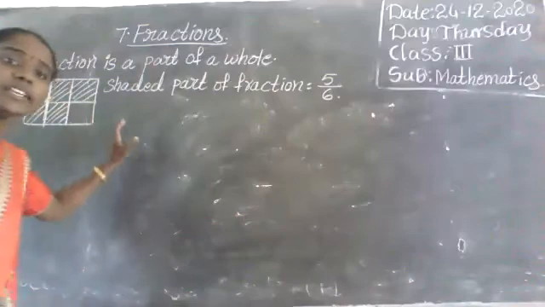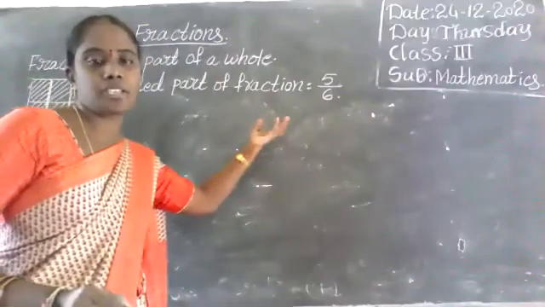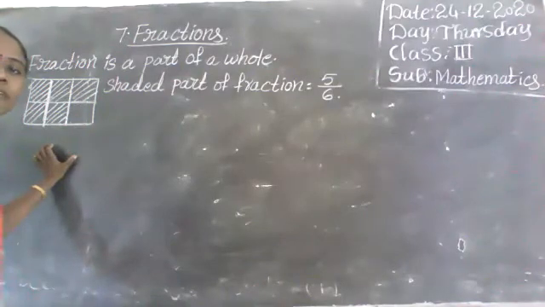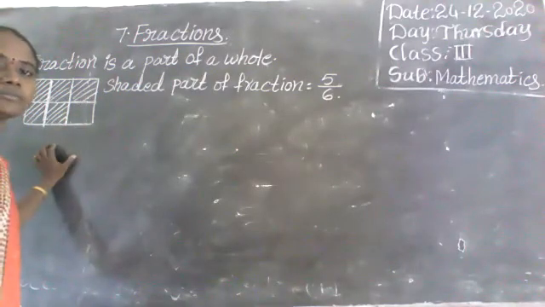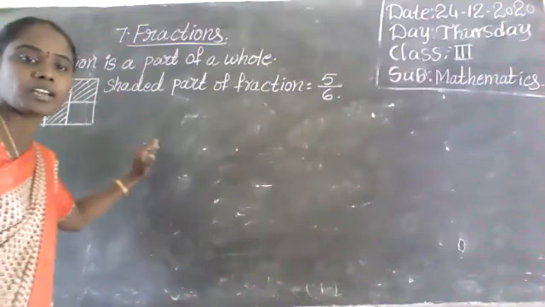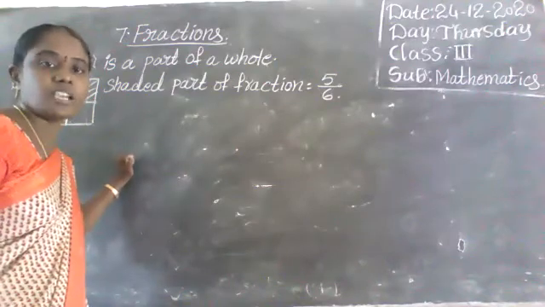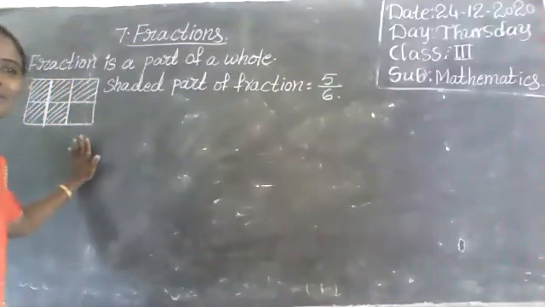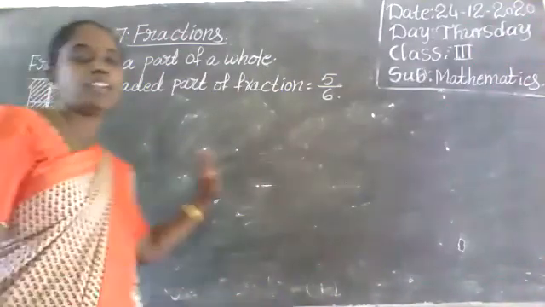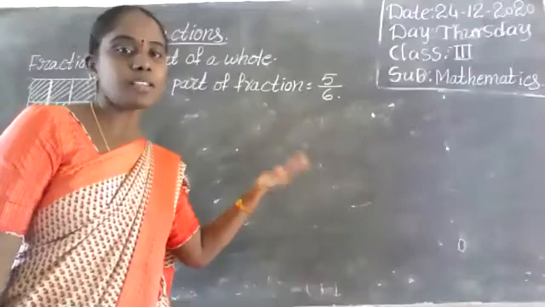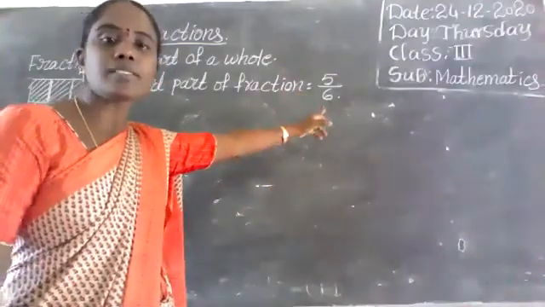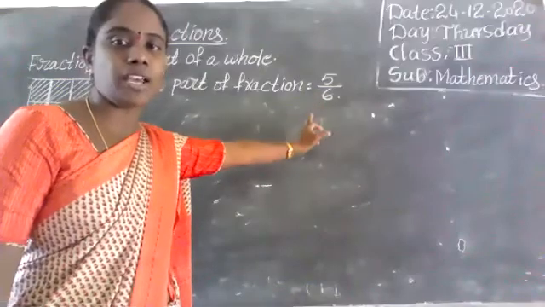Okay. Next, the unshaded part of the fraction. How can we write the fraction form of the unshaded part? It is 1 by 6, not 1 by 5, 1 by 6. Taken parts by total parts. Here taken parts are 5, total parts are 6. So 5 by 6 is the fraction.